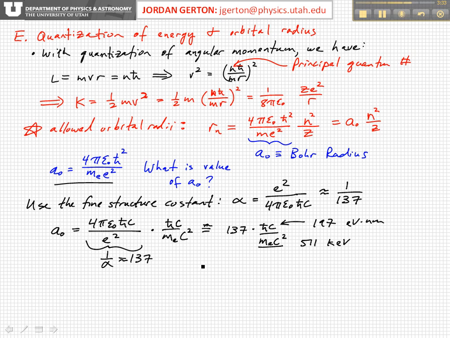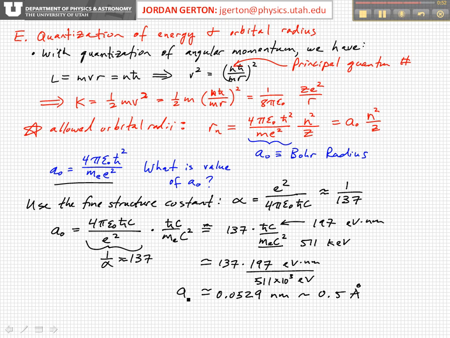Okay, so when you plug this all in, you get 137 times 197 eV times nanometers divided by 511 times 10 to the third eV, and after all that you get about 0.0529 nanometers, or about 0.5 angstroms, where remember an angstrom is 1/10 of a nanometer.